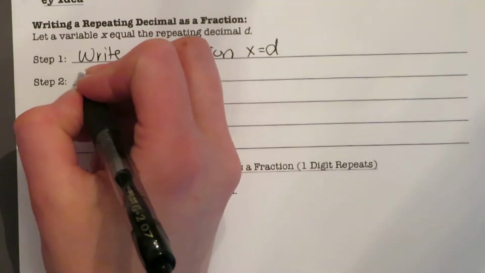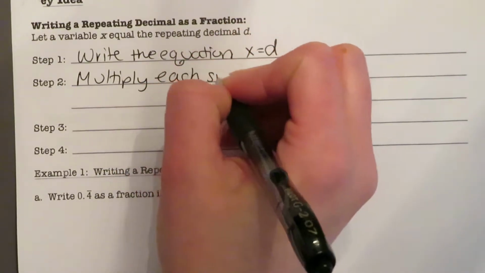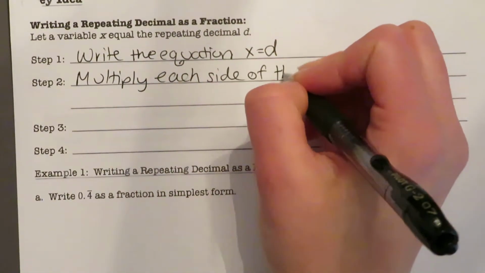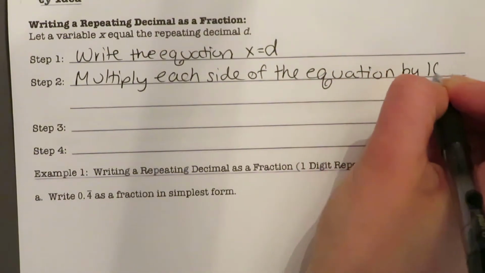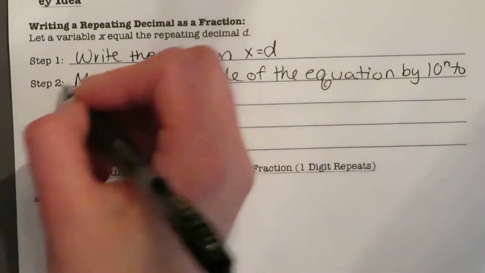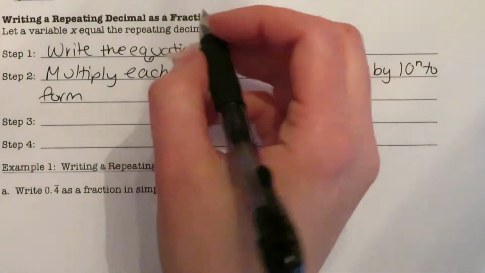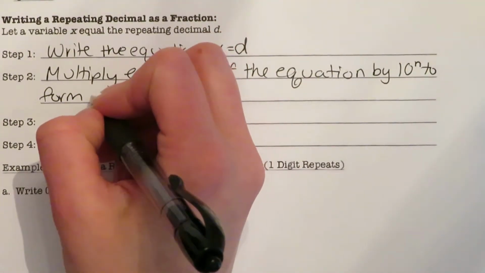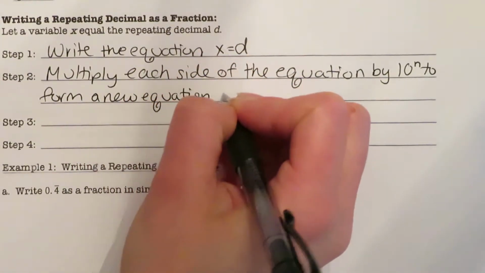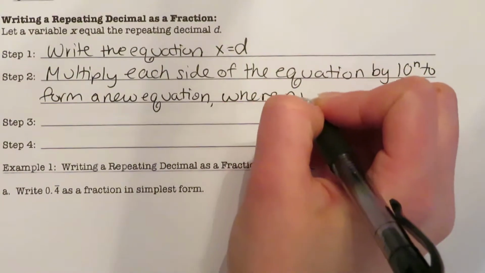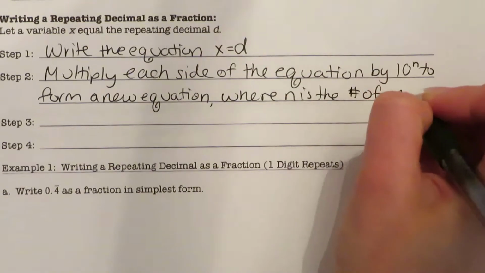Step 2. Multiply each side of the equation by 10 to the nth power to form a new equation where n is the number of repeating digits.